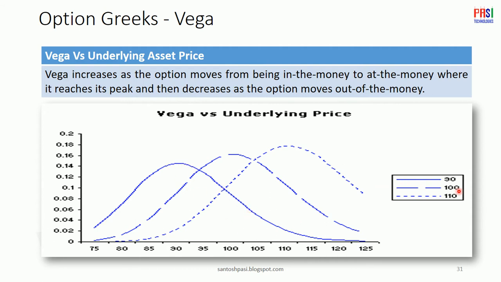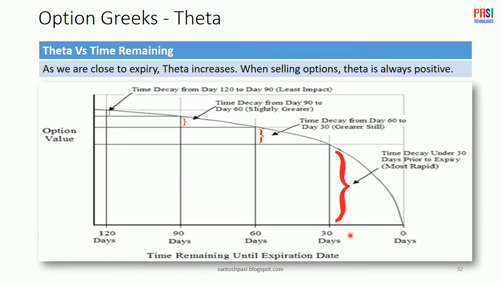Same commodity after a few days is trading at 100 rupees, so you can say at the 100 rupee strike my Vega is highest compared to in the money strikes or out of the money strikes. And after a few weeks again this same commodity is now trading at 110 rupees, so at 110 you will find the Vega is highest compared to in the money strikes or out of the money strikes. Now you can read it here. So Vega increases as the option moves from being in the money to at the money, where it reaches its peak, and then it decreases as you move towards out of the money strikes.